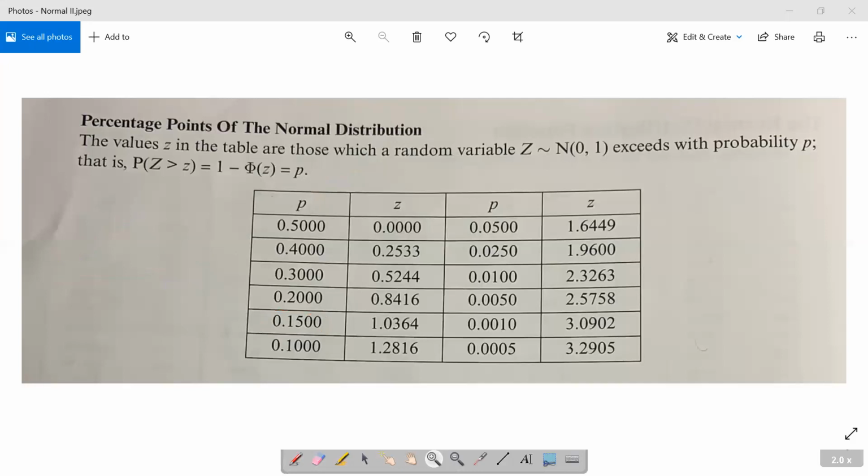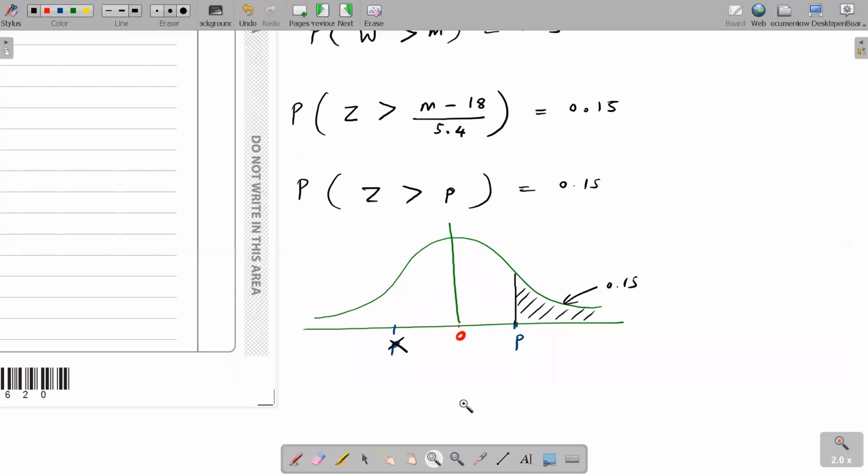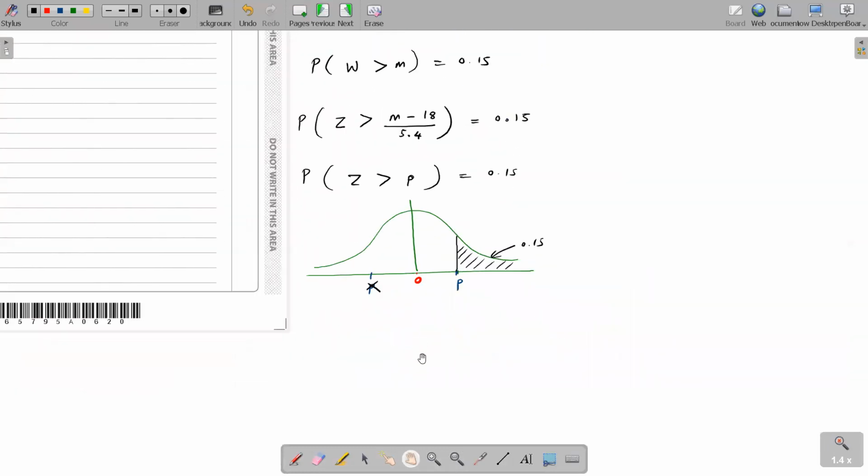So let me clear everything. 1.0364. So this P value. Okay, I should have used another letter, right? Otherwise P in there and P here might confuse. I'll use Q or something. So Q was how much? Q is 1.0364. Who is Q now? We used Q instead of M minus 18 over 5.4. Can I know the value of M, children?